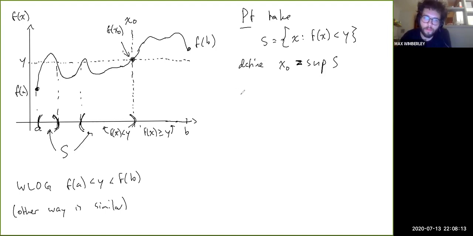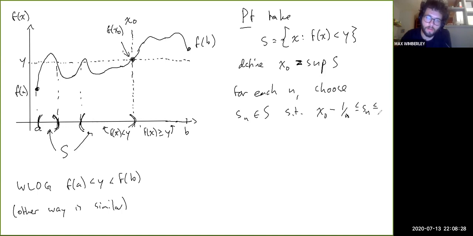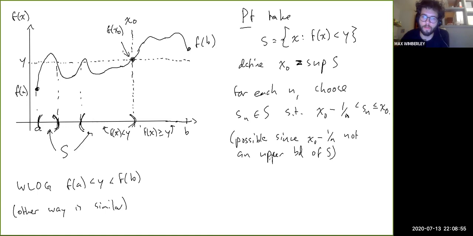For each n, choose Sn in S so that x naught minus 1 over n is less than Sn, less than or equal to x naught. Not that it really matters. This is possible since x naught minus 1 over n is not an upper bound of S, a familiar piece of reasoning, hopefully. So we can choose this sequence of points in S. That's what's vital, to choose them in S, because then we can use the fact that f of Sn is less than or equal to y.